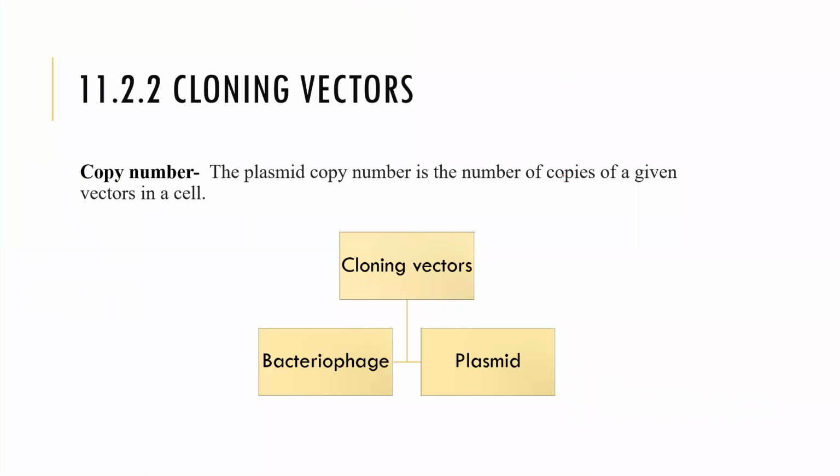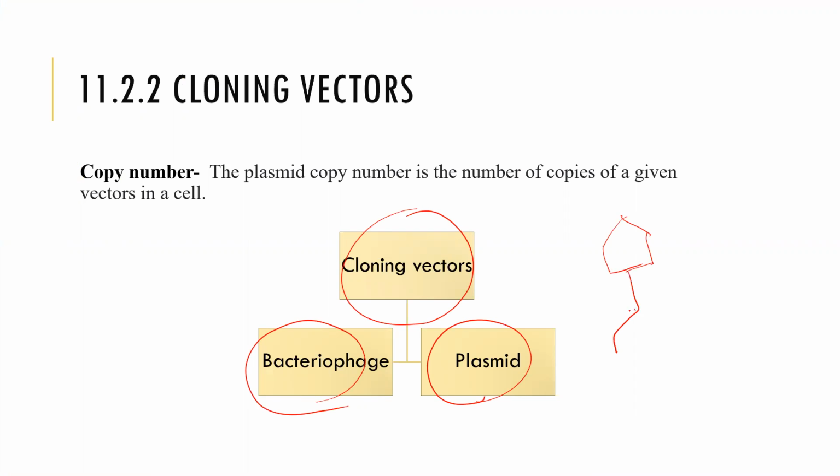Okay. So cloning vectors. A cloning vector is of two types. One is bacteriophage, another one is plasmid. Bacteriophage is actually a virus that infects bacteria, and plasmid is actually circular extra chromosomal DNA.